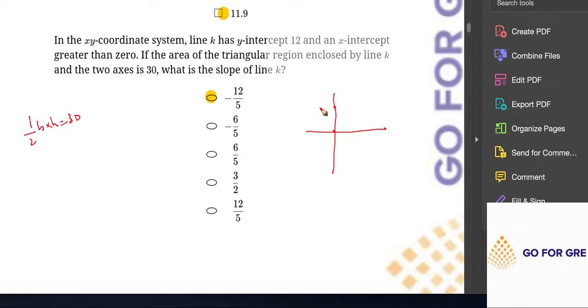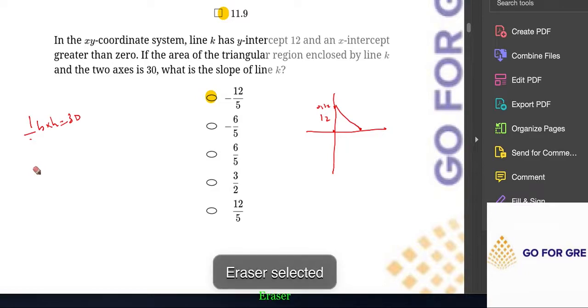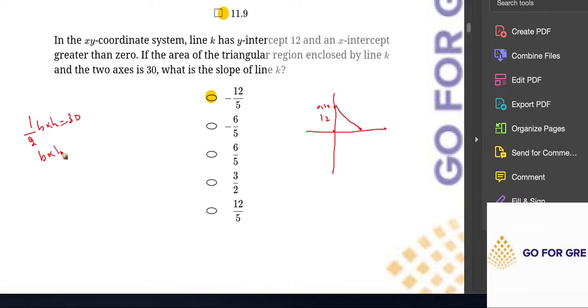It is 0, this is 0, 12, this is 12, and here I have to find the base. So 1 by 2, so base multiply height is equal to 60. So if height is 12, base is equal to 60 over 12, so base can be 5. So this point will be 5, 0. So now I have to find the slope. So 0 minus 12 over 5 minus 0, so it is minus 12 over 5. So answer is A.